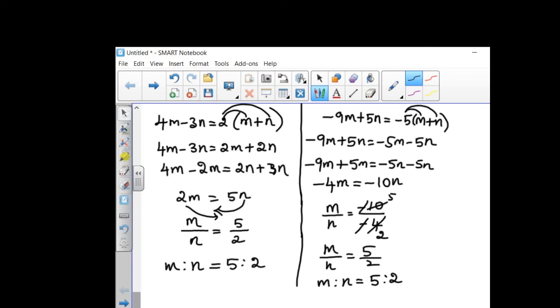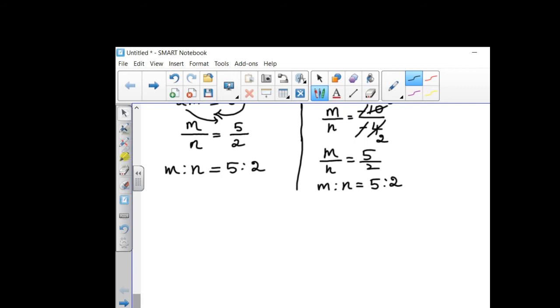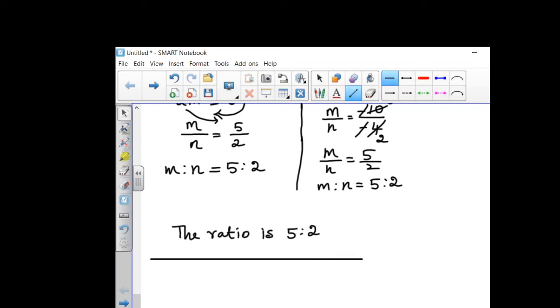Okay, ரெண்டுமே போட்டு பார்த்துக்கங்க, ஏன்னா ஏதாவது ஒரு இடத்துல மிஸ்டேக்ஸ் பண்ணா கூட அடுத்ததுல நம்ம வந்து ஆன்சர்ஸை செக் பண்ணிக்கலாம். அதனால ஒரு இதை மட்டும் ஃபைண்ட் பண்ணிட்டு விட்டுறாதீங்க, ரெண்டு சைடுமே செக் பண்ணிக்கணும். ஓகே, therefore the ratio is 5 is to 2. Okay, that's all.